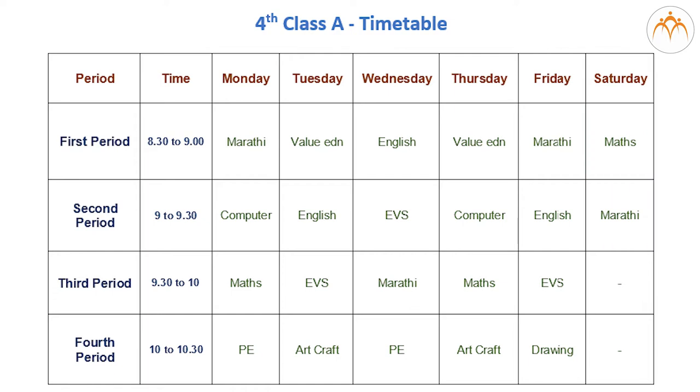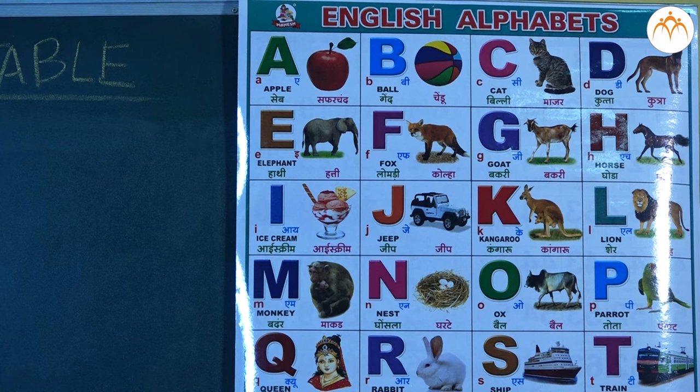On Wednesday, at what time does our physical education period start? On Wednesday, physical education is between 10 to 10:30, means it starts at 10. On Monday, which subject is after computer? On Monday, we have maths after computer. All right. Now, look at this bar chart. See, a graph is also a type of chart.